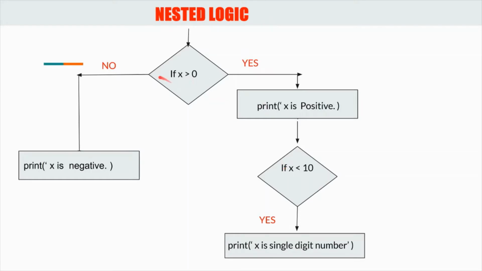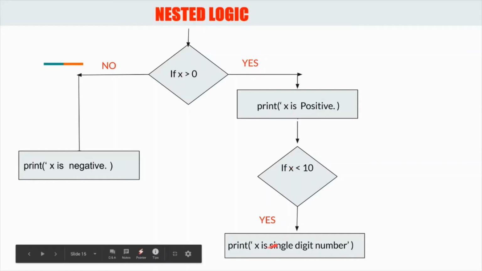So I am checking an integer x. If that is greater than 0, if that is a yes, it will print x is positive, and I nest one more if inside this if. So if x is less than 10, print x is a single digit number.